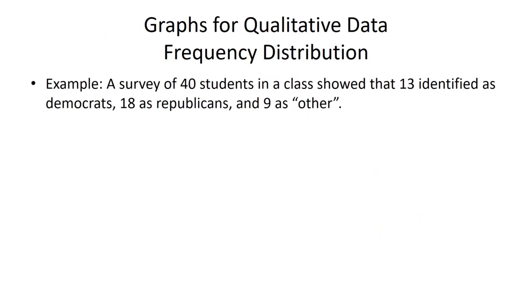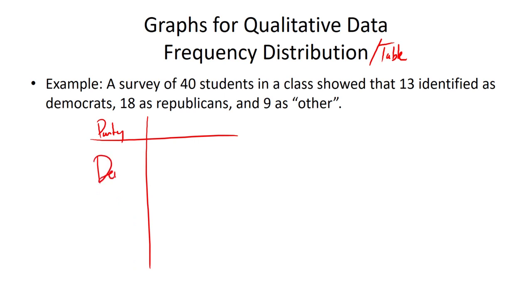So this is a pretty simple example. You've got 40 students, 13 are Democrats, 18 Republicans, 9 other. A frequency distribution, or sometimes called a frequency table. All you do, this is for qualitative data, is you just make a little table, and you list the different possible categories, Democrats, Republicans, other, and then it's called a frequency distribution because you're literally just recording the frequency, 13, 18, 9.